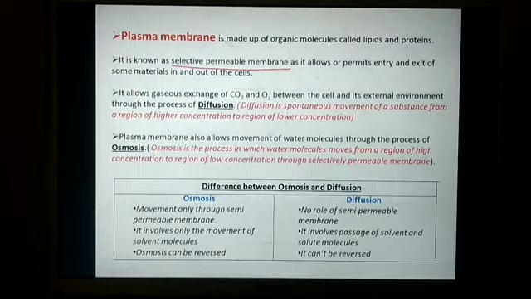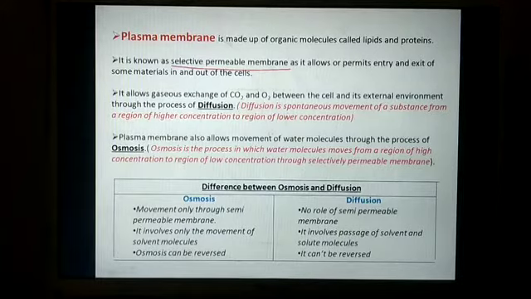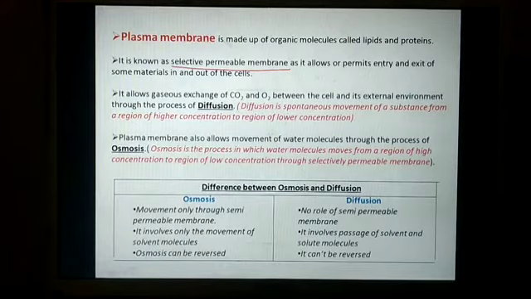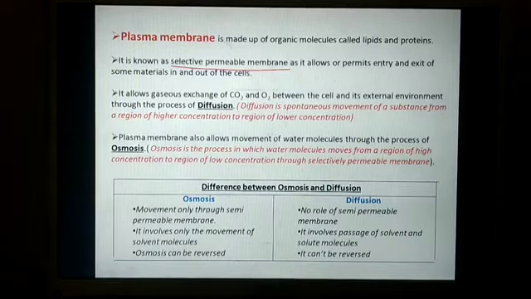So one of the things the plasma membrane does is exchange of gases. Second, it also allows movement of water molecules in and out of the cell through the process of osmosis. So osmosis is like diffusion only. It allows movement of water molecules from a region of high concentration to a region of low concentration. But it requires a permeable membrane. Diffusion doesn't require a membrane. Wherever you have this imbalance of concentration, it can start its movement. But osmosis will take place only when there is a membrane and an imbalance of water molecules.